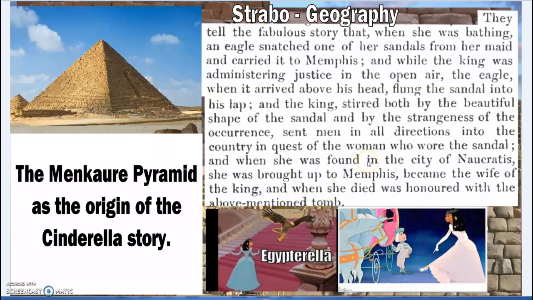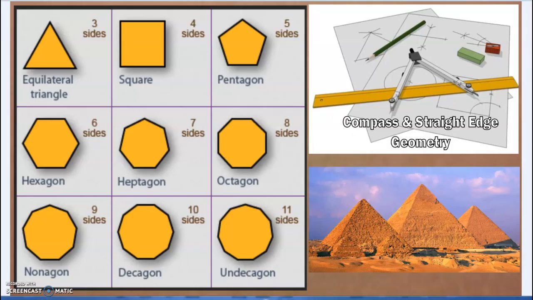And again, the lost sandal, the king sent out his men to find who owned the slipper of Cinderella. This seems to be the Menkaure Pyramid in this story, told to Strabo by the Egyptians. It seems to be the origin of the Cinderella story. So as so often is, these fairy tale stories have very, very ancient origins, one of these archetypal stories. I'll link that in the description. I did a video on that, but basically you get the bulk of the idea in there.